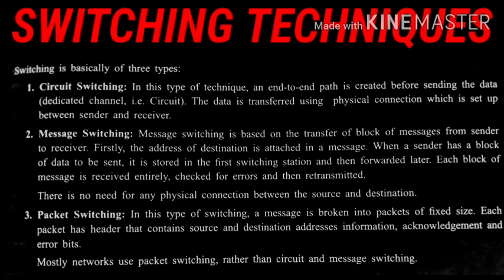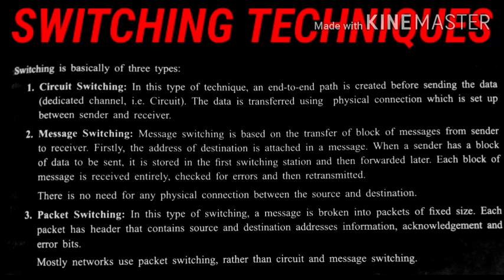First one, circuit switching. In this type of technique, an end-to-end path is created before sending the data. The data is transferred using a physical connection which is set up between the sender and the receiver. Second one is message switching.